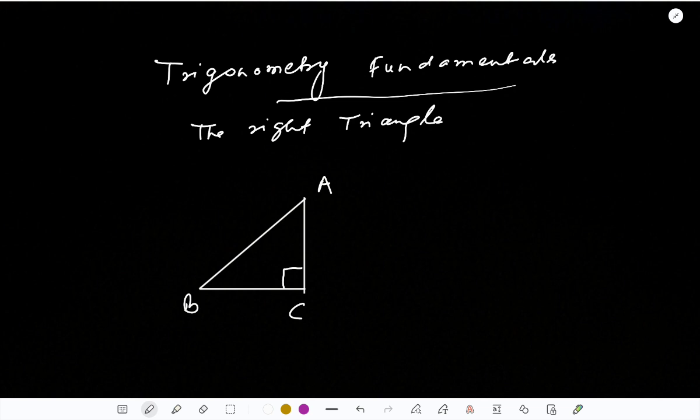Angles are measured in degrees or radians, and the basic relation between degree and radian is pi radian is equal to 180 degrees. That means π/2 radian is equal to 90 degrees. So I would be referring to either 90 degrees or π/2 radian.